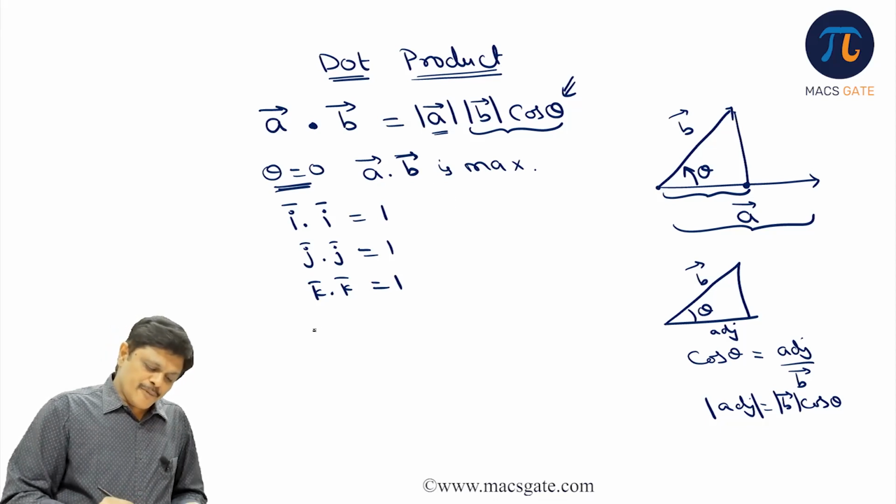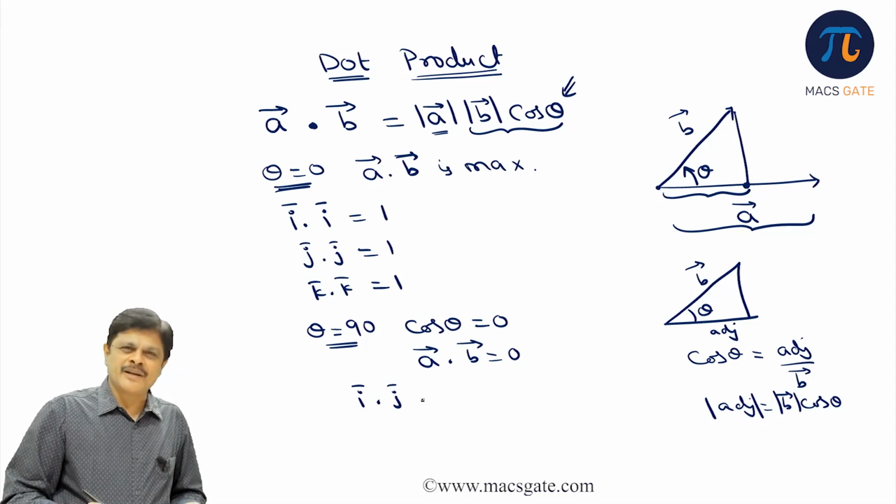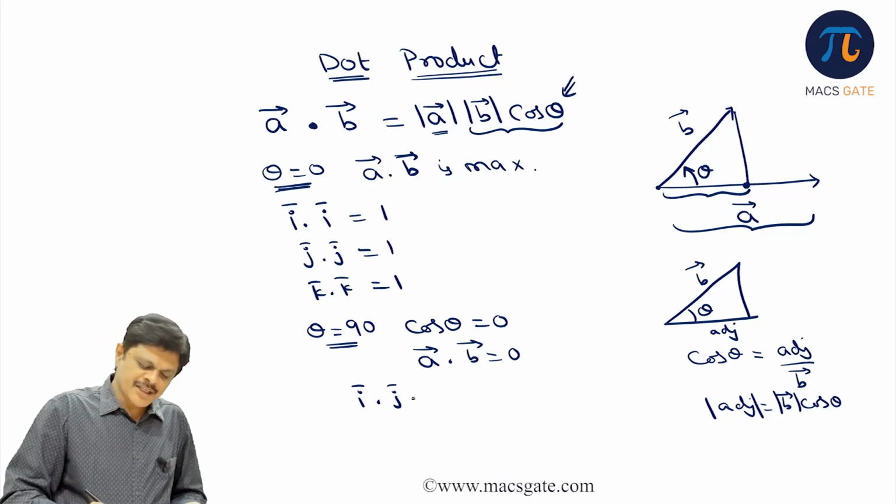But when theta is equal to 90, cos theta would be 0. That means A dot B would be 0. That is why when you take vectors which are perpendicular, and you all know that I, J, K are mutually perpendicular with each other, I dot J is 0 and I dot K is 0, and similarly J dot K is also 0.